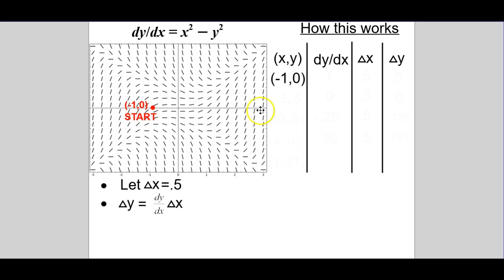So we're going to look at the differential equation, because I can plug negative 1 in for x, and I can plug 0 in for y. When I do that, I get a dy/dx of 1. What that tells me is that the slope at this point right here is going to be 1. Well, I could follow that slope as far as I want, and that's going to give me an approximation.